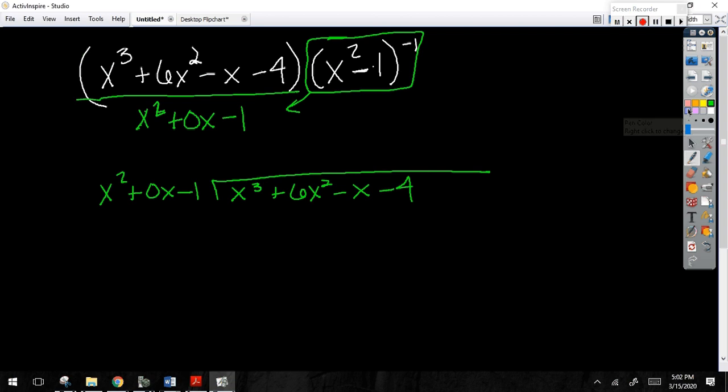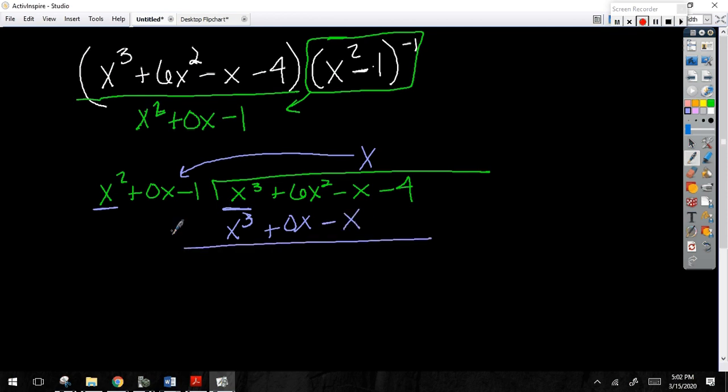What do you multiply x squared by to get x cubed? It would be x, so it goes in the x column. Multiply around: x times x squared is x cubed. X times 0x is 0x. And x times negative 1 is negative x. Subtract. First terms cancel.